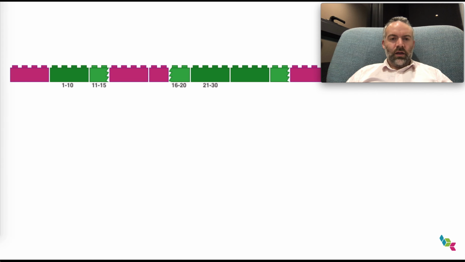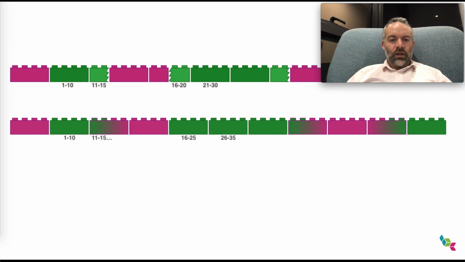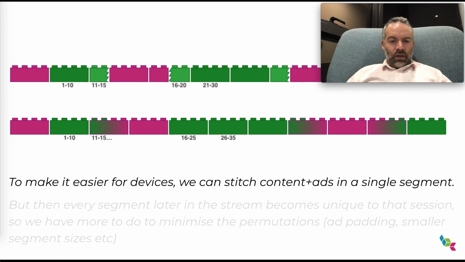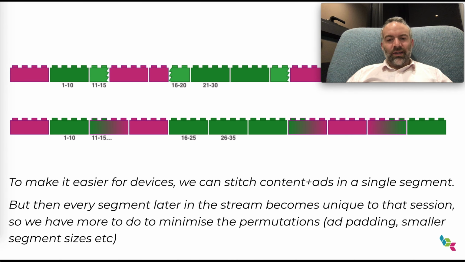One of the key things when we're trying to get to devices that don't really understand this difference is that we can start to stitch content and ads together. So imagine a single segment to the device. It still looks like 10 seconds of content. It just happens to contain 5 seconds of content and 5 seconds of my ad. The key challenge here is that every segment later in the stream then becomes unique to that particular end user session, particularly if users are getting different sets of ads, if they're getting different durations of ads.